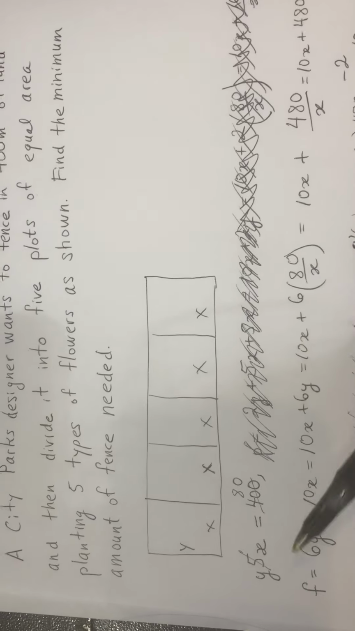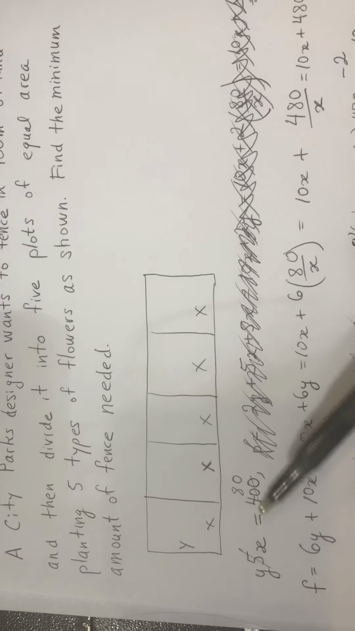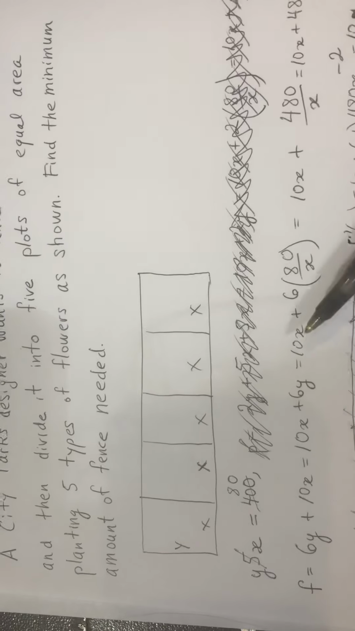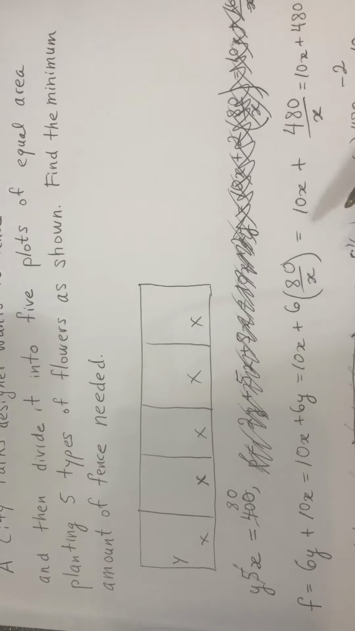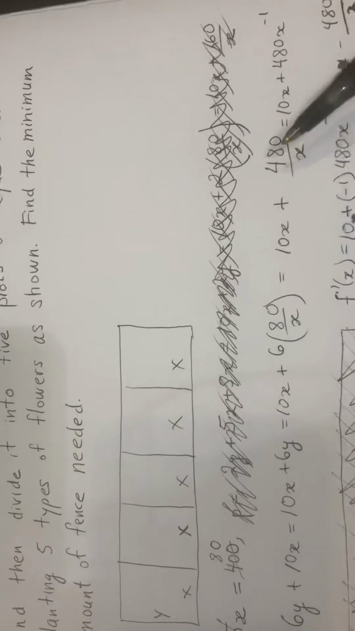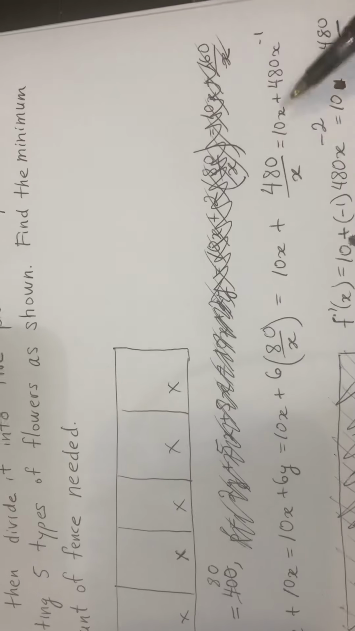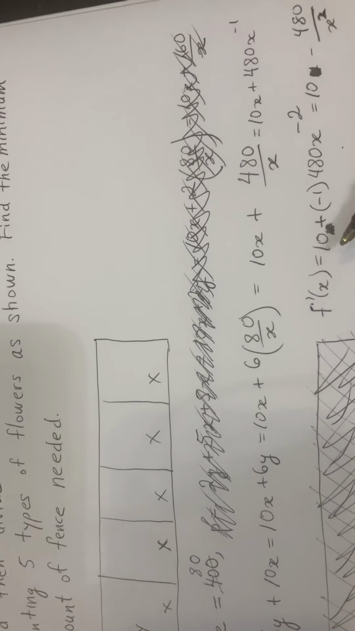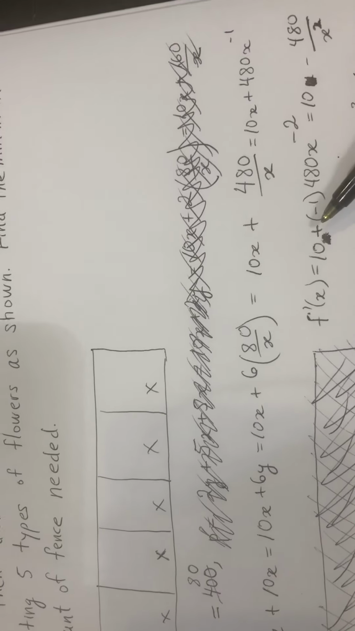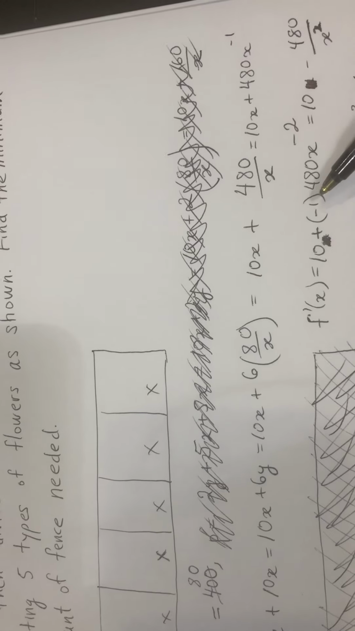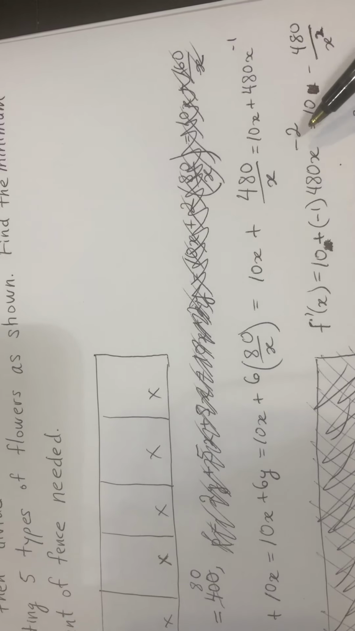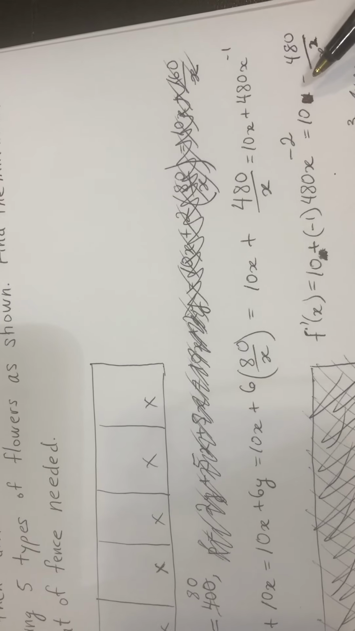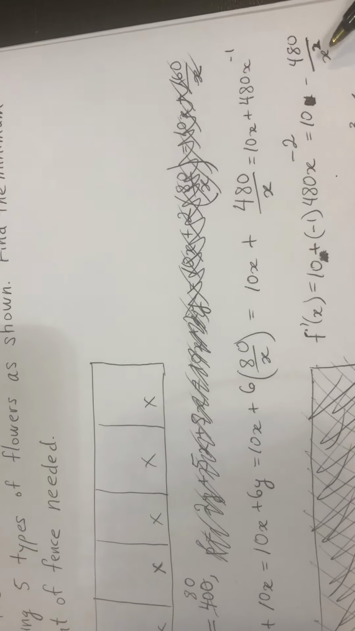We can do that because from this equation here, we know that y is equal to 80 over x. So we'll just plug in 80 over x for y. So this expression is equal to 10x plus 6 times 80 over x, which is equal to 10x plus 480 over x. I write it in this form so I can take the derivative. f prime of x is equal to 10 plus negative 1 times 480x to the negative 2, which is equal to 10 minus 480 over x squared.